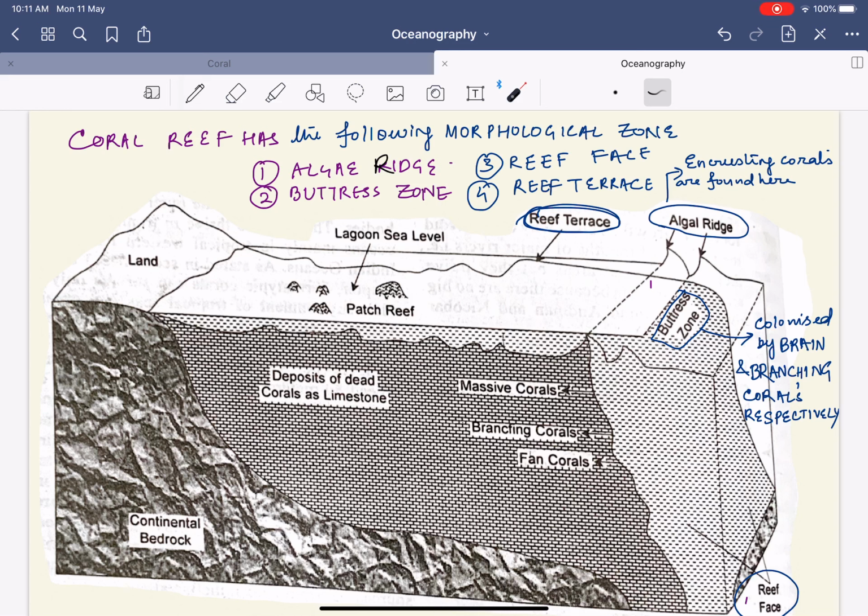See, basically this entire zone acts as a buffer zone. Whenever high sea waves are coming, they strike over here and the energy of the sea wave is lost.